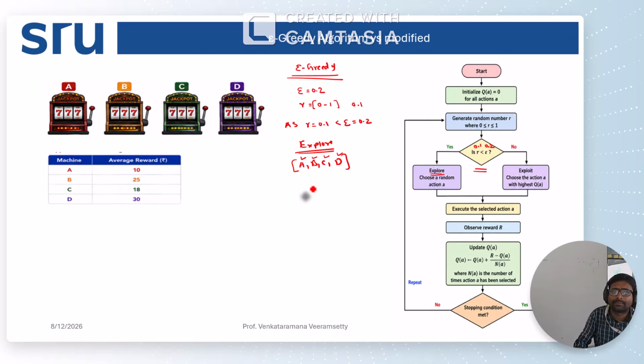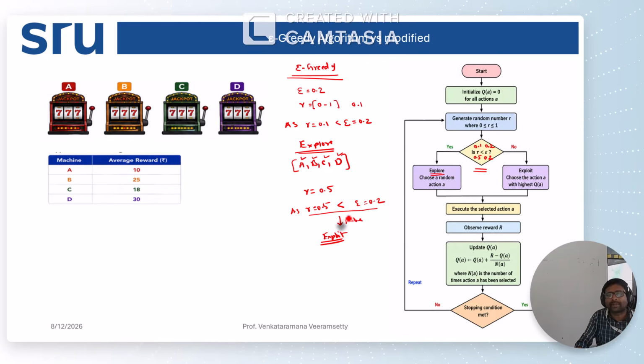Whereas suppose the generated R value is something like 0.5. If R equals 0.5 and the condition is R less than epsilon equal to 0.2, it is a false condition. As it is false, that means no, then we are going for the exploit. Now we are in the exploit stage.